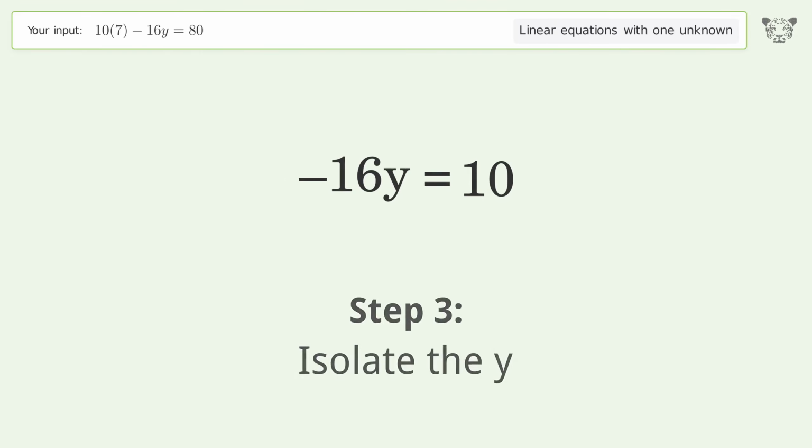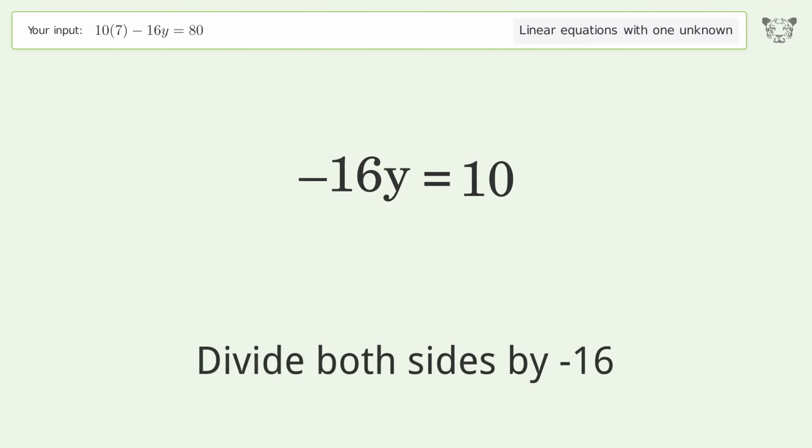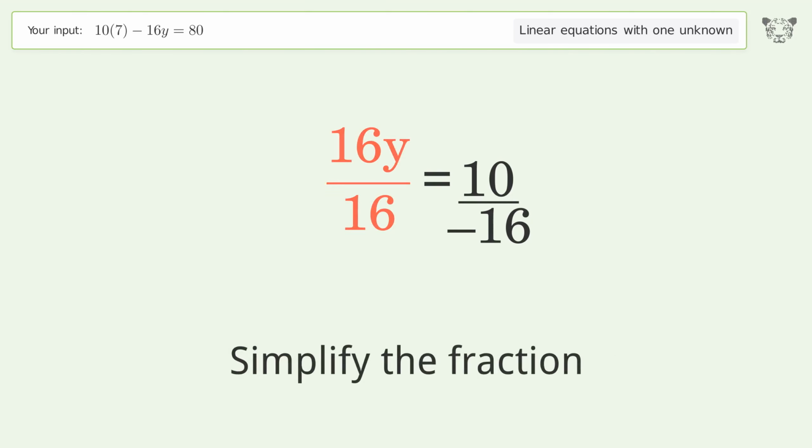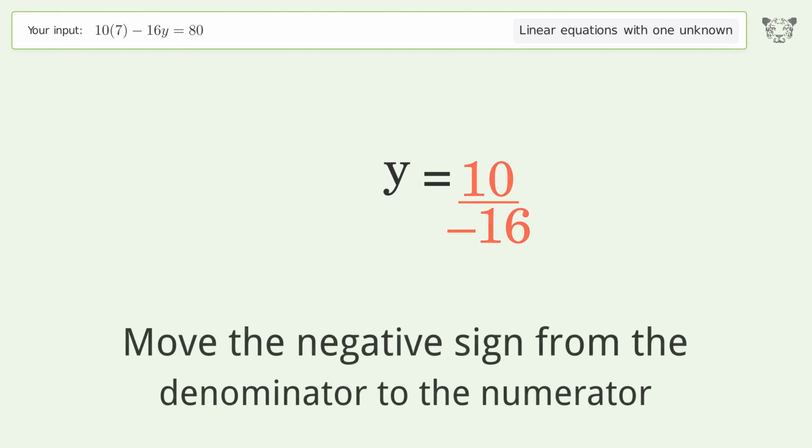Isolate the y. Divide both sides by -16. Cancel out the negatives. Simplify the fraction. Move the negative sign from the denominator to the numerator.